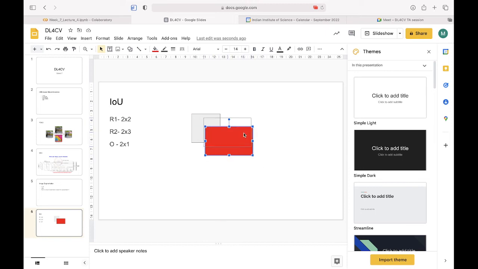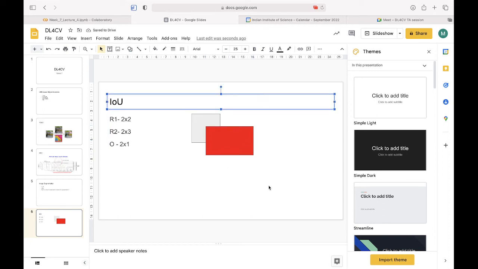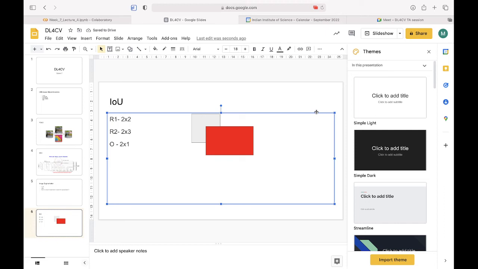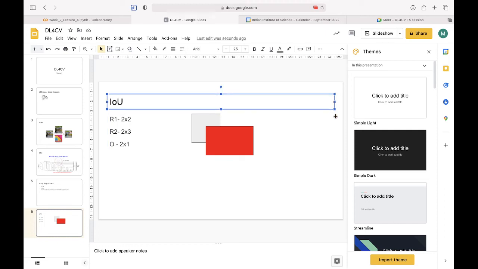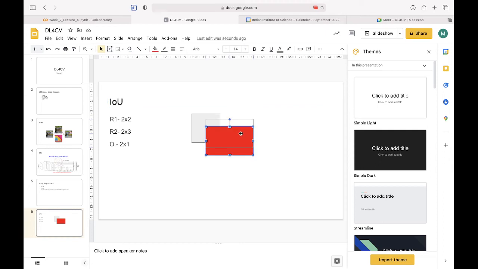I can overlap them in many ways, like this way. What way of overlapping will result in a 2 cross 1 region? Say currently I put these 2 blocks here. What is the size of the overlapping region in this case? Here, 1 cross 1, right? This part, right here where I am pointing. What is the area of that? 1 unit. So that's the overlapping region.